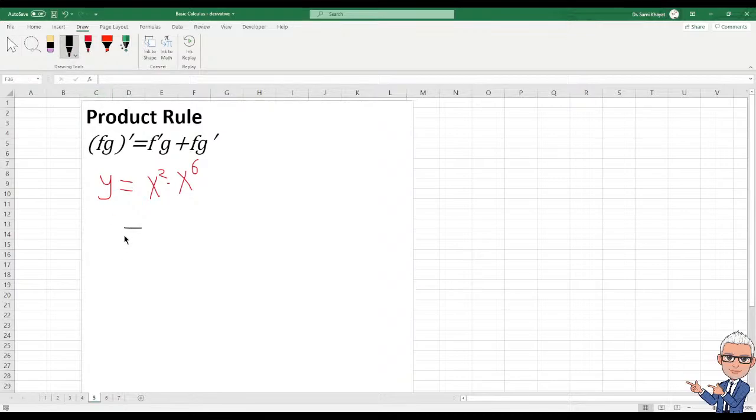Now how do we solve this one? Be sure you put the prime, because this is not the function. This is the function. This is the slope, the derivative. Okay, I will follow this one. The second one as it is, times the derivative of the first one. The derivative of this one is 2x. Okay, plus. Always there's a plus.